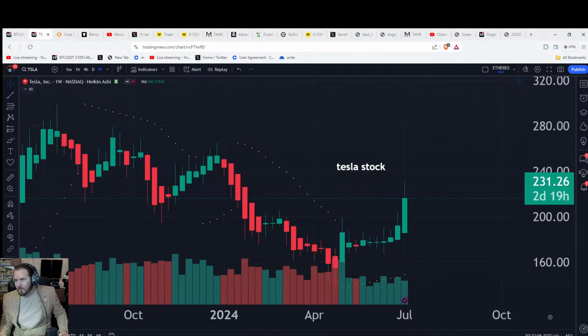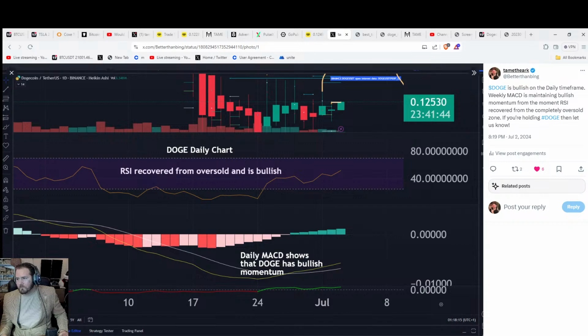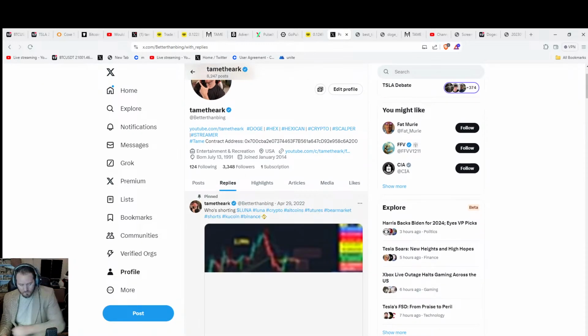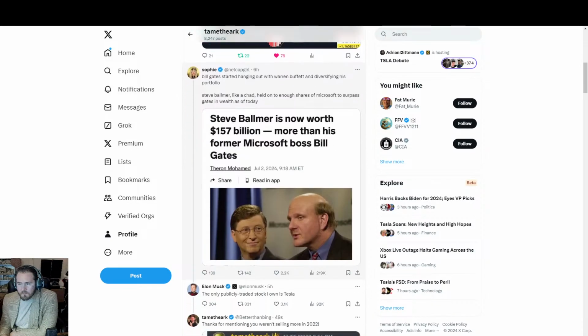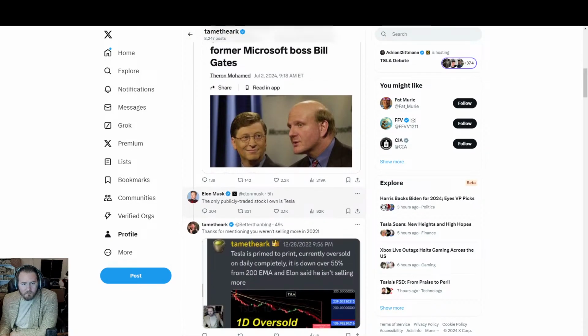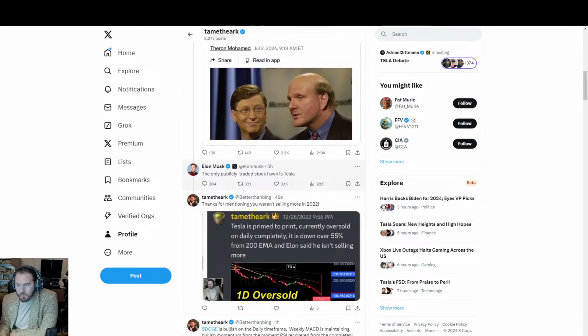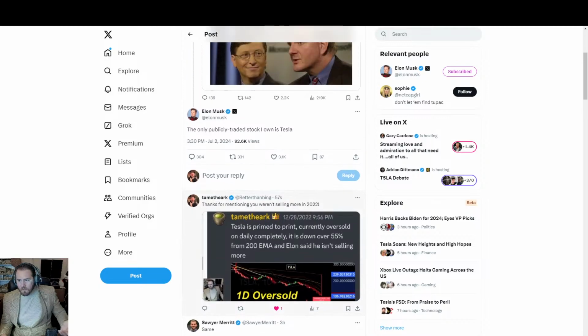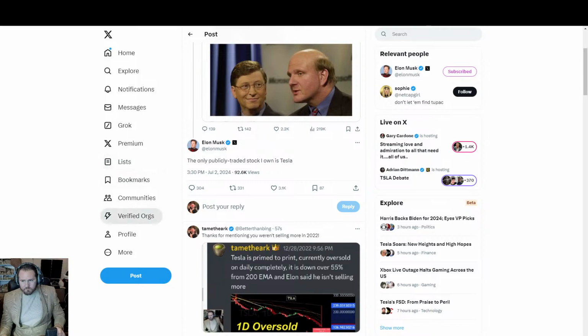Oh, man. Go to my repost real quick. Replies. And this is something right here: Elon Musk says the only publicly traded stock I own is Tesla. And that I tweeted right here as well. A little bit cheeky, that Tesla is primed to print. That's 2022. The number one thing, he said he wasn't going to sell more back then. Very good buy. Very good buy.